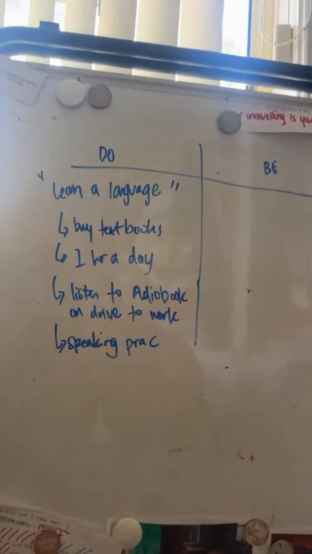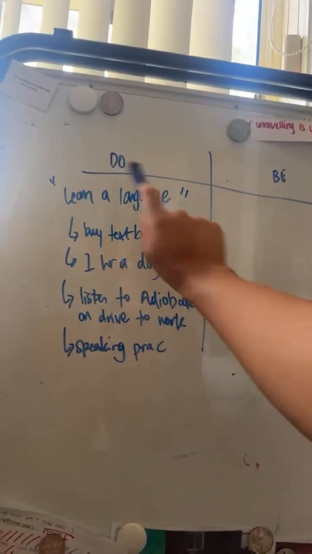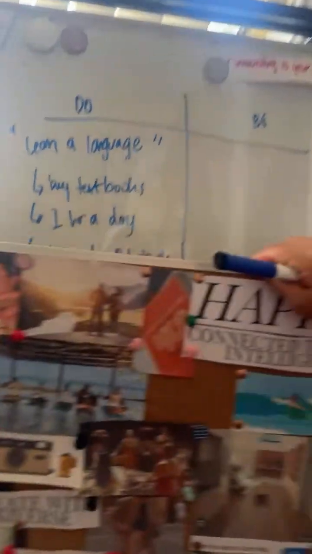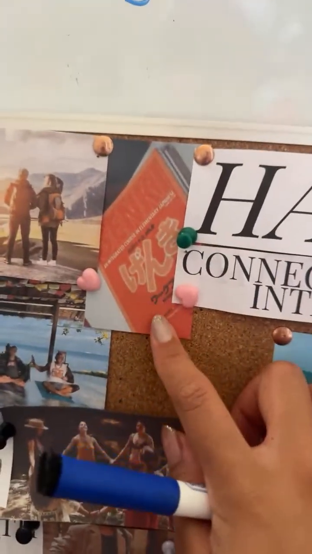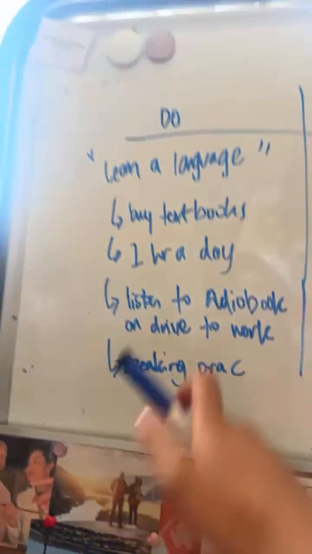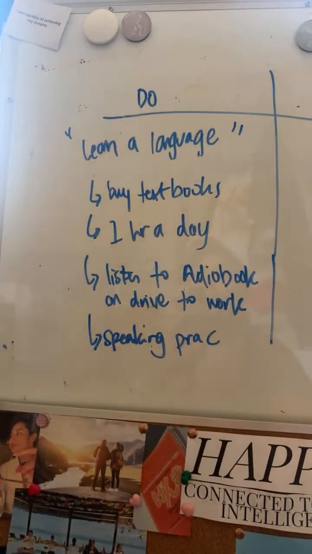So I'm going to talk you through how to actually do this. When you put something on your vision board, for example, learn a language. For reference, my vision board, this is the image of the Japanese textbook that I got. So this, learn a language, right? That's the goal. Put that at the top of the do column because that's something we want to do.